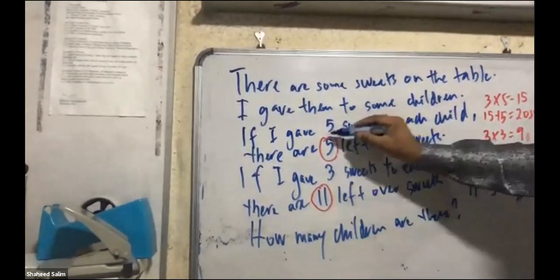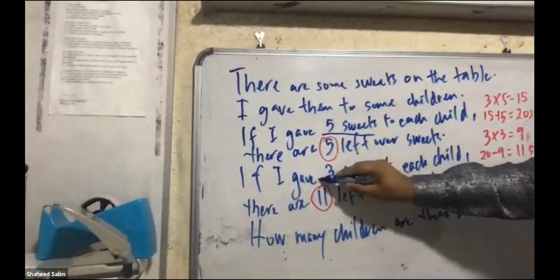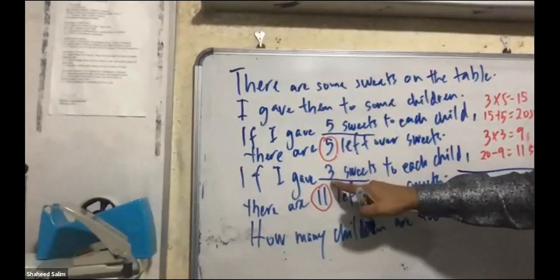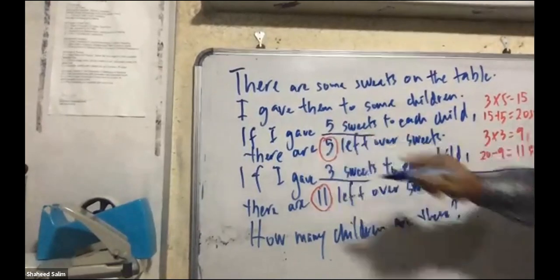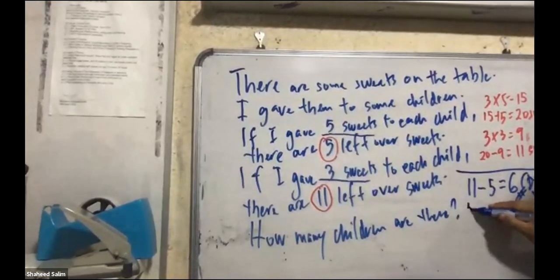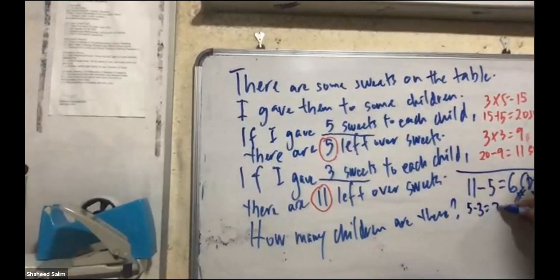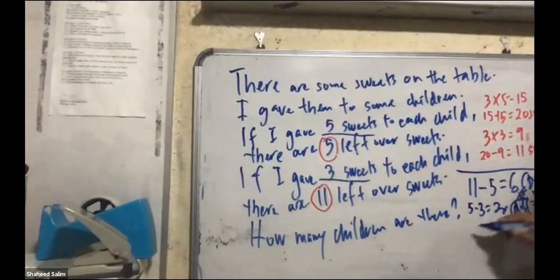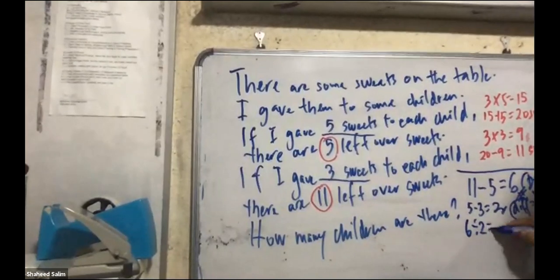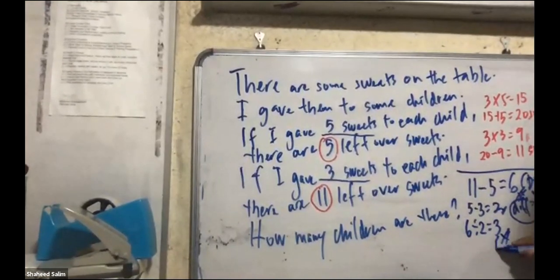And then down here there's another difference. This one is 3 sweets, this one is 5 sweets. So if I take 5 minus 3, I get 2. So there's another difference, of how much is given, which is 2. Then I take 6, divide by 2, I get 3, which is the number of children.